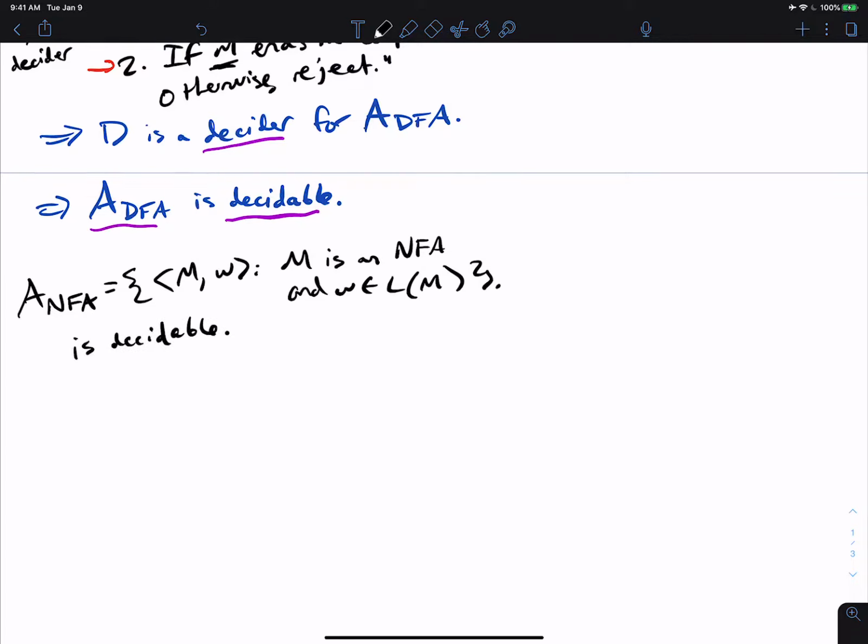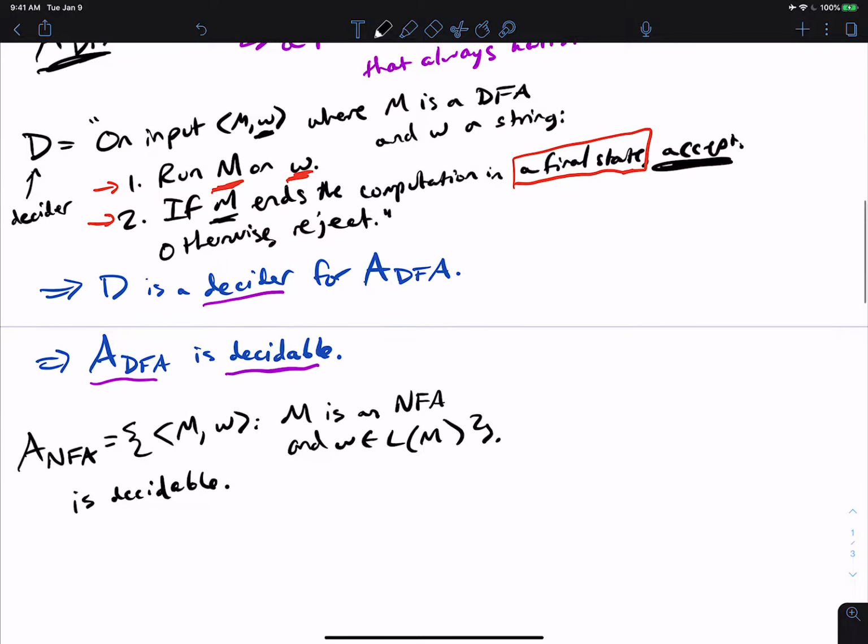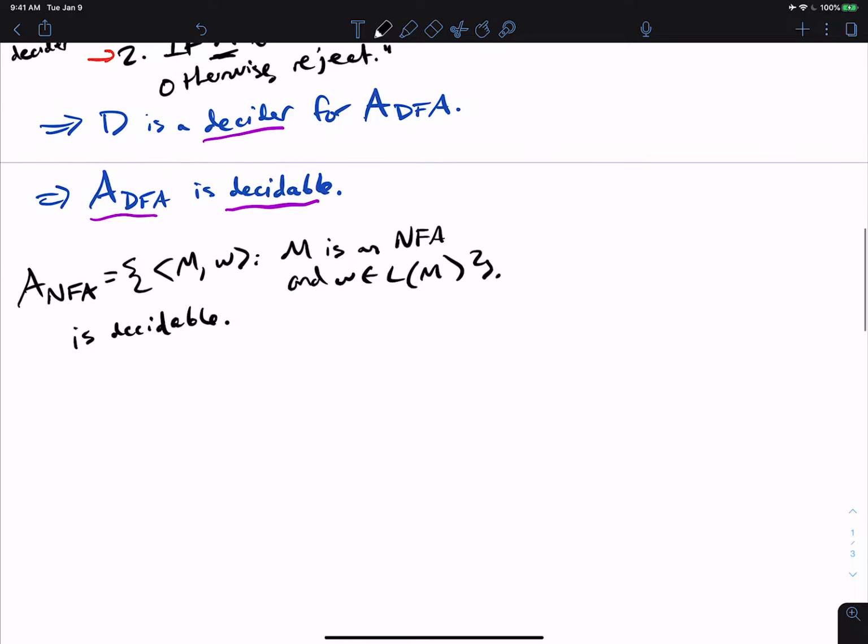So again, we've got to show some machine that runs in a finite amount of time and always gives the correct answer. So how do we actually show this? So we could just try to do the previous strategy of just running the NFA on that string W, but a problem here is that there could be a loop of epsilon transitions, so something like this.